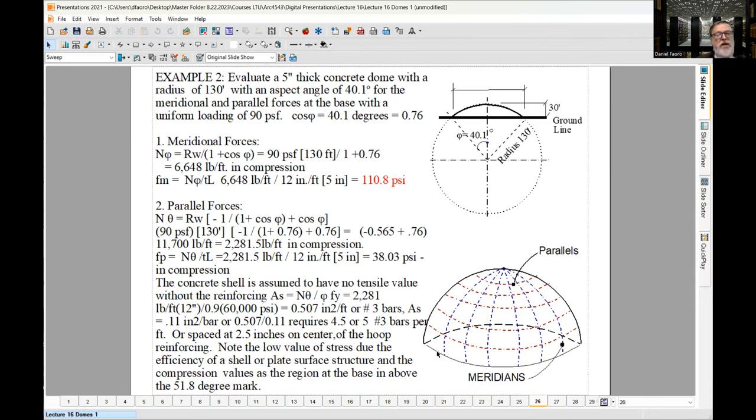So I have to hold the dome together. And this would be the value that I would need to figure out how much steel I need. So I need 5 number 3 bars per foot, or spaced at roughly 2.5 inches on center. That would be my hoop reinforcing condition on the ground.